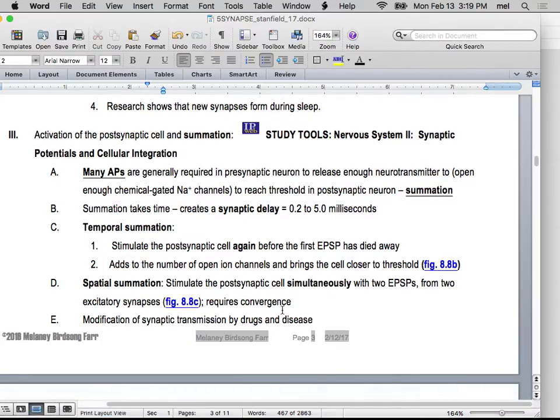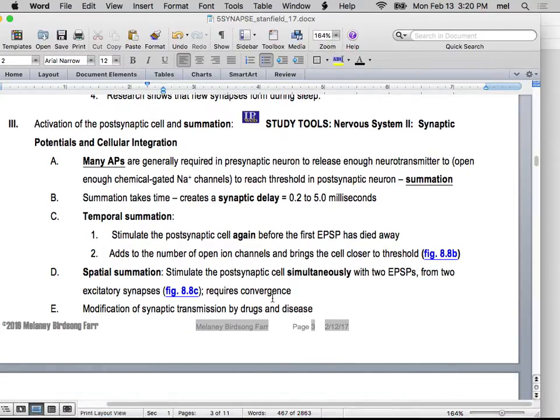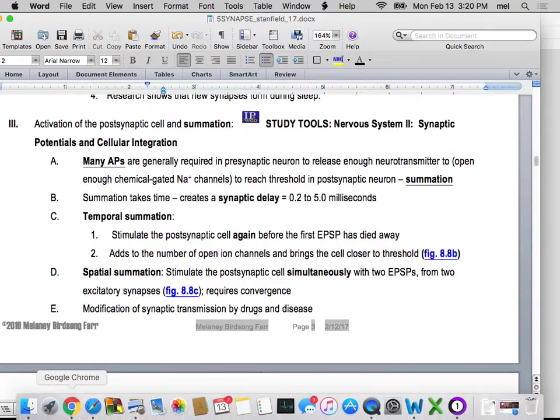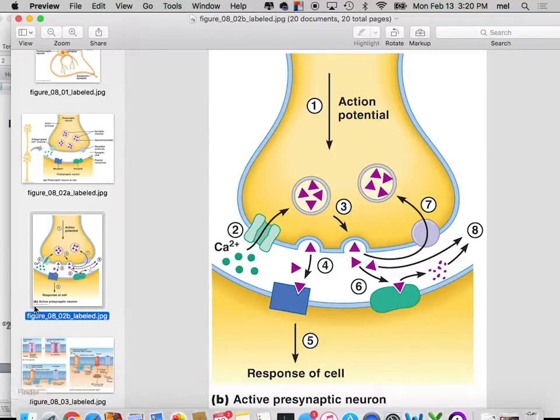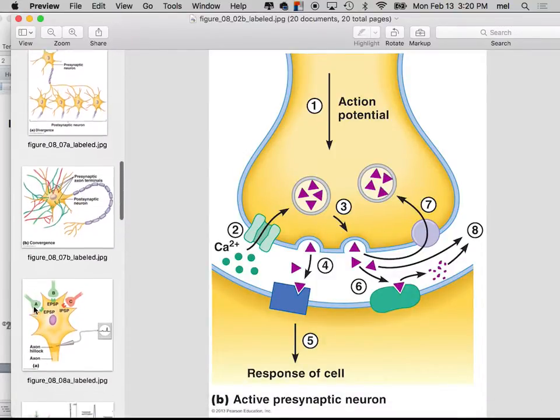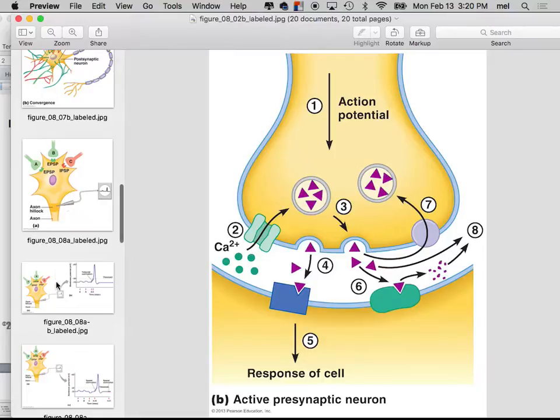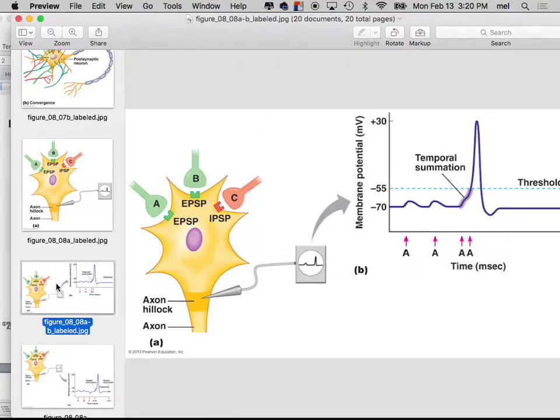So now, many action potentials are usually required on the pre to get the post to threshold. Trying to get the post to threshold is called summation, and summation takes time. So let's look at a couple of different ways that you could actually get to summation. Okay, so we have in this picture, these are excitatory synapses, and this one's an inhibitory.